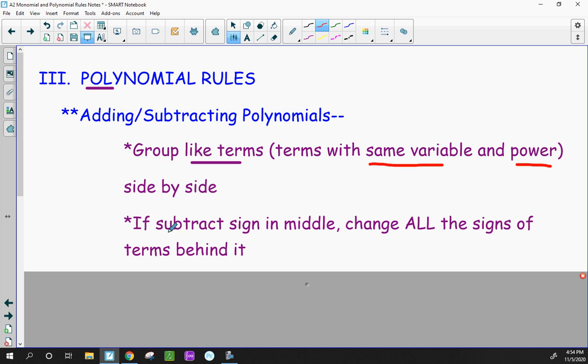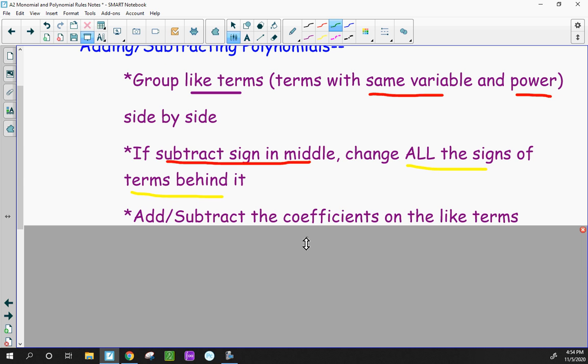Secondly, I want you to look for a subtraction sign in the middle. Some problems will be addition and some will be subtraction, but for the ones that are subtraction, the rule says that you have to change all signs of the terms behind the minus sign. So I'll show you an example of that in a second, but if it's a subtraction problem, there is an extra step. You do have to change all the signs of everything behind the minus sign.